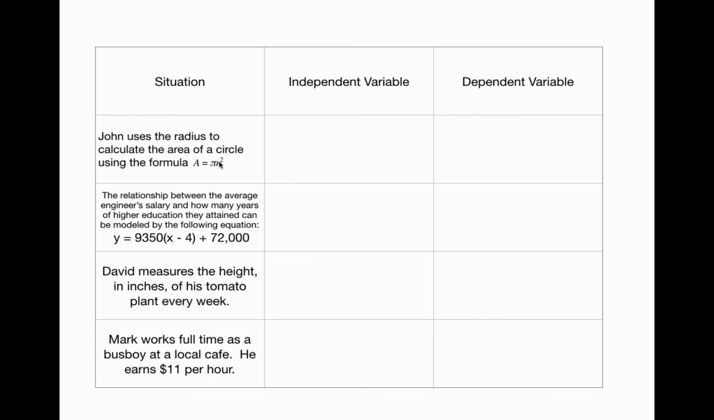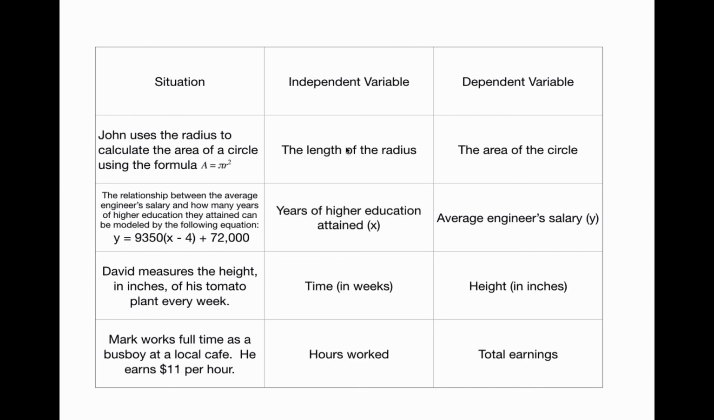and the independent variable would be the radius. And you can think about this if you used a geometric compass to draw a circle, and you increased the radius, well, then the area of the circle that you're constructing is going to be larger. So the length of the radius is the independent variable, and the area of the circle is the dependent variable.